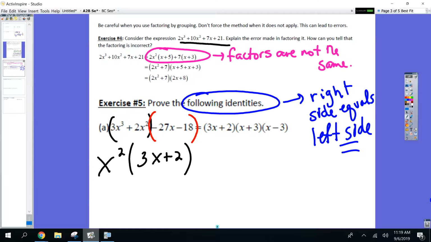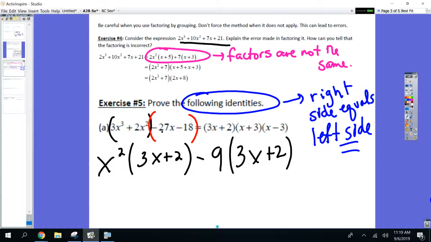What do you want to take out? I got a 27 and an 18. Okay, hold on. I could take out a 9, I like it. But I could take out a positive or a negative 9. Only one of them is going to give me a 3x plus 2 left over. Let's check. Negative 9 and negative 27 give me a positive 3x, yep. And then negative 18 divided by negative 9. If I took out a positive 9, do you see that I would not get 3x plus 2? I'd get the total opposite.